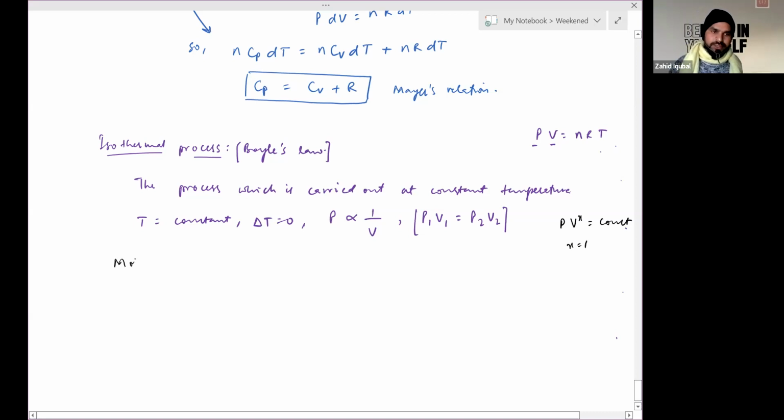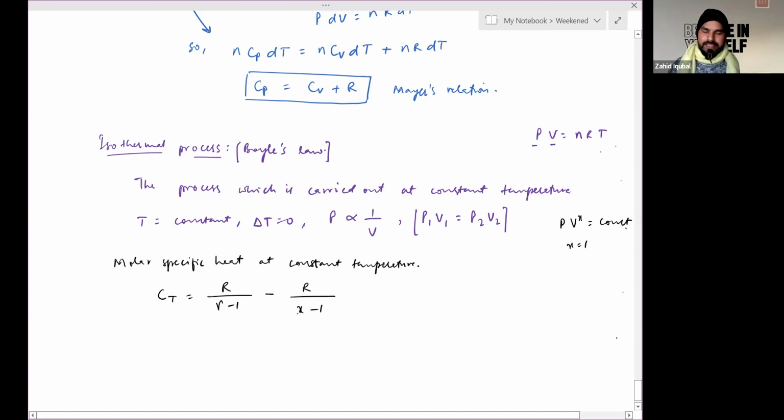So the molar specific heat at constant temperature: C equals R divided by gamma minus 1 minus R divided by x minus 1. And since x is 1, 1 minus 1 is 0, and 1 upon 0 becomes infinite. So you'll get infinite molar specific heat for constant temperature.